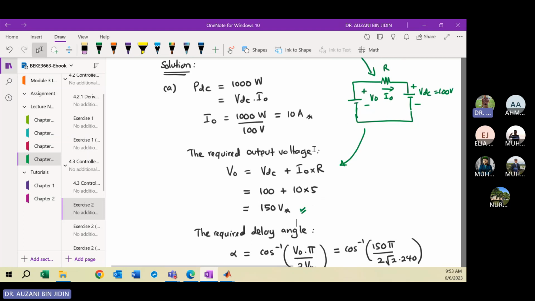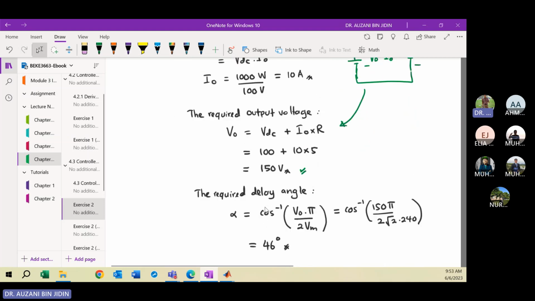Okay, after you calculate the VO, you need to calculate the required delay angle, the alpha, and the firing angle. So you can apply what equation? This equation, right? You apply this equation where VO is 2Vm divided by pi cos alpha. So you rearrange this equation to solve for alpha. Just substitute all the information given, then very straightforward, then you can calculate the angle. So you can provide the answer in degrees or in radian. It's okay.